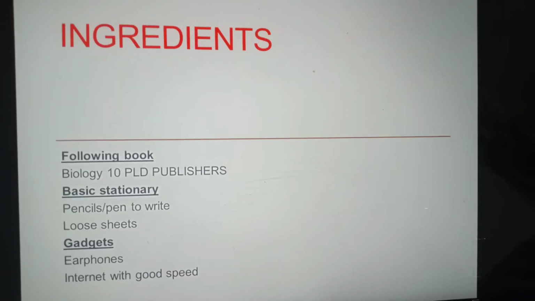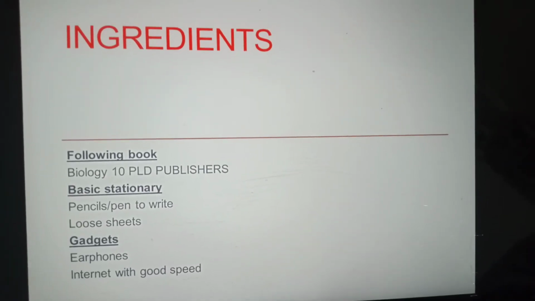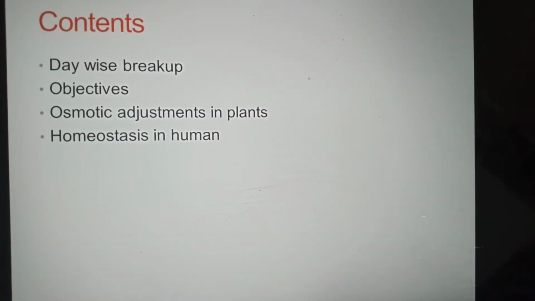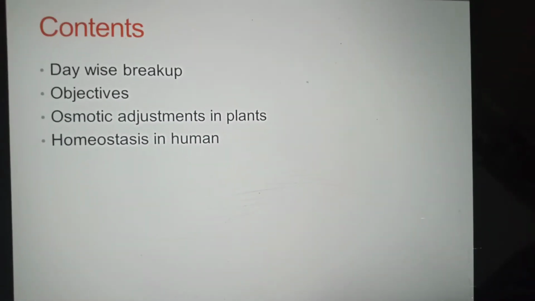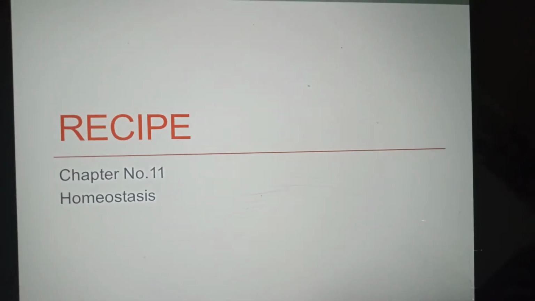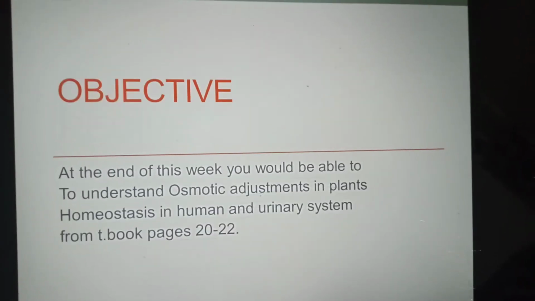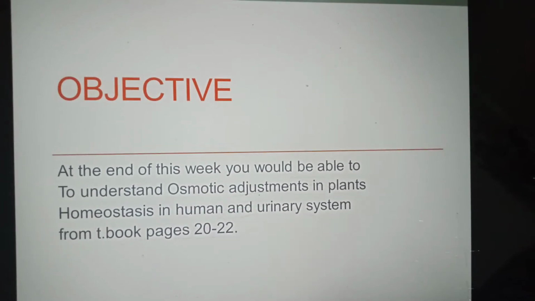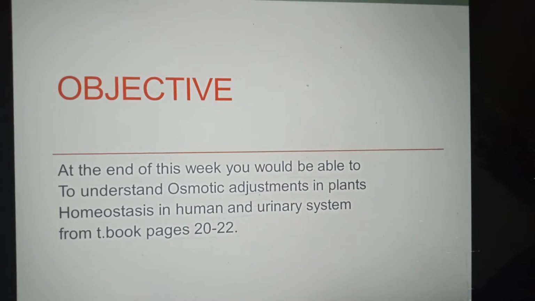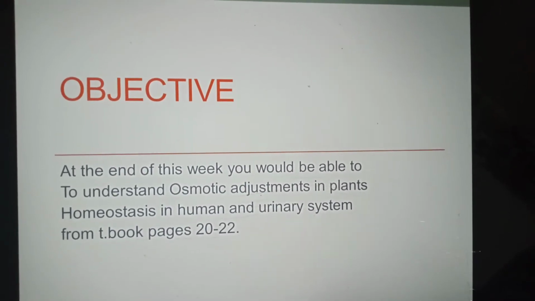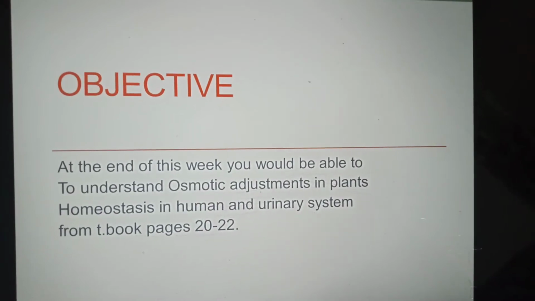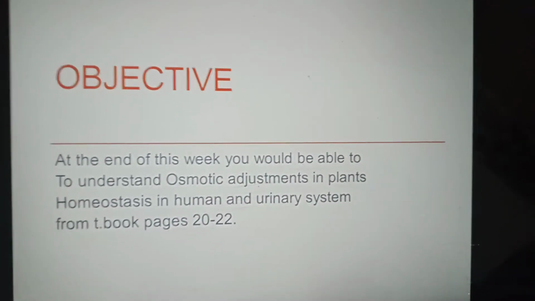The grade is 10th and the subject is biology. You must have the following: book, basic stationery and gadgets. Contents include lesson breakup, objectives, osmotic adjustments in plants, and homeostasis in humans. Recipe is chapter number 11, homeostasis. The objective is that at the end of this week you will be able to understand osmotic adjustments in plants, homeostasis in humans and the urinary system from textbook pages 20 to 22.